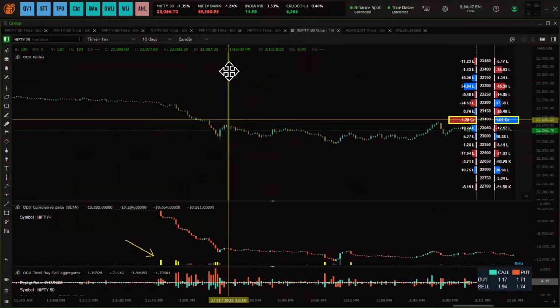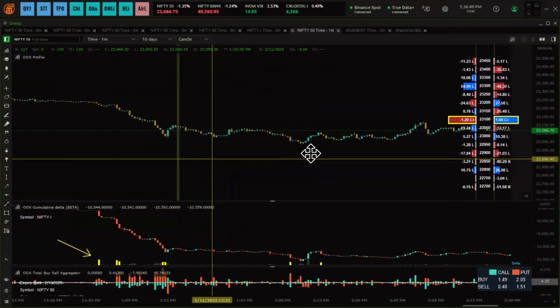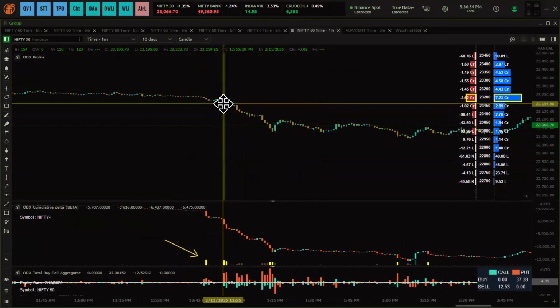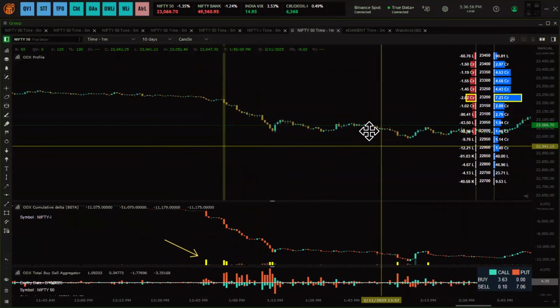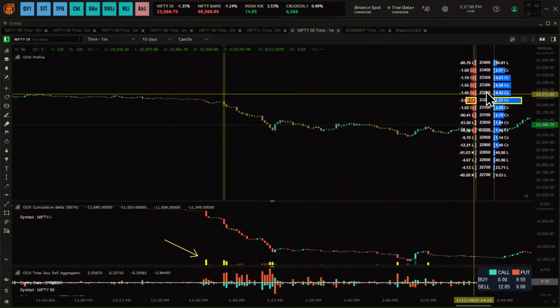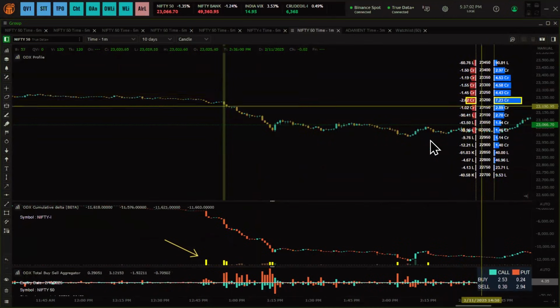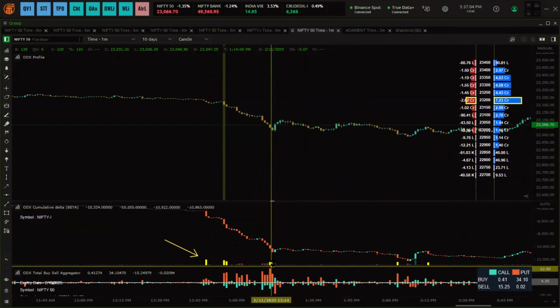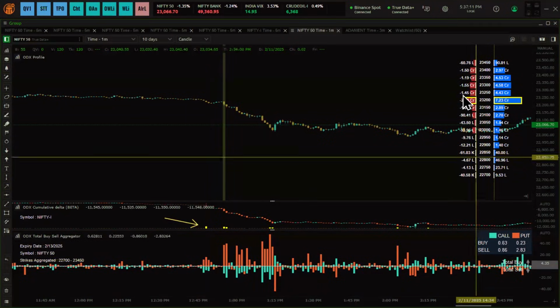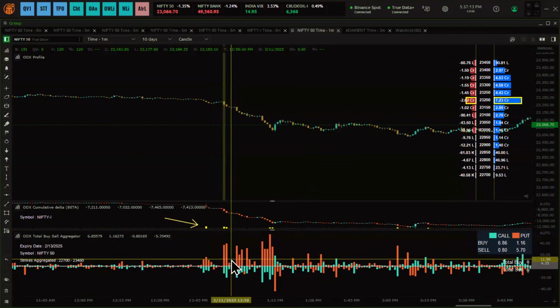Okay, next indicator. Now, this indicator is for those people who are doing scalping, based on the ODX 1 minute scalp. So this is ODX profile, as you already know. We are looking at the data here, but it is also complemented by the ODX total buy sell aggregator, because wherever the histogram bars are big, we know that there's a lot happening across all the options, and you might be interested here.